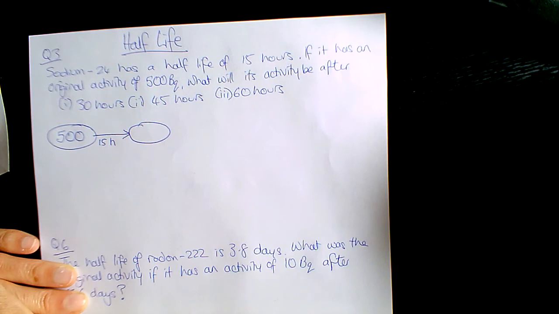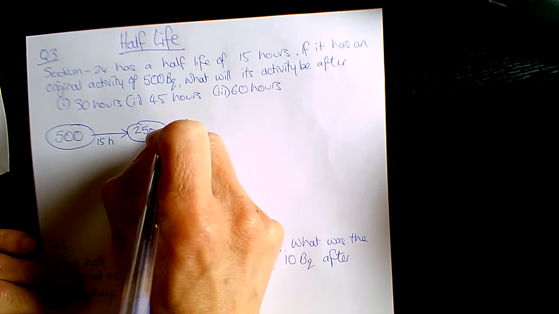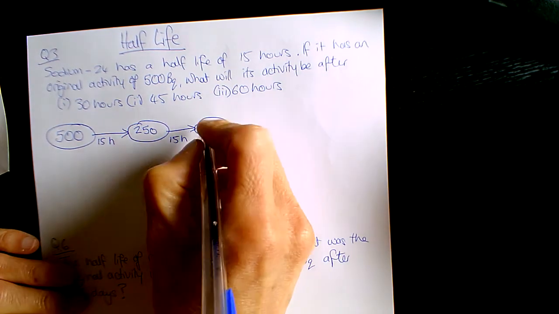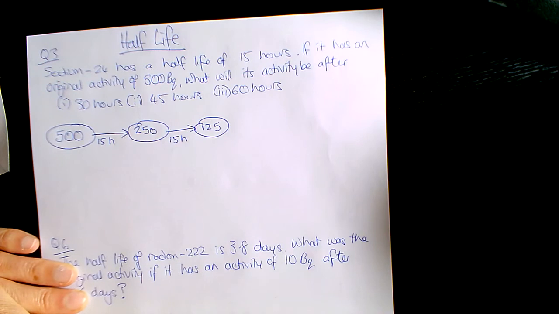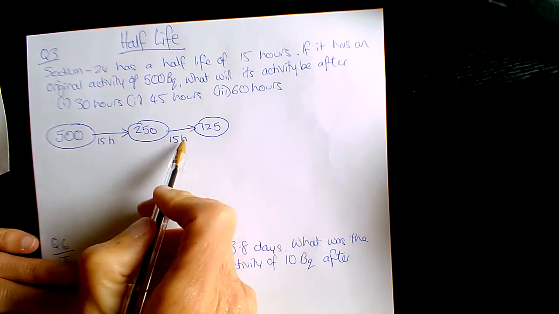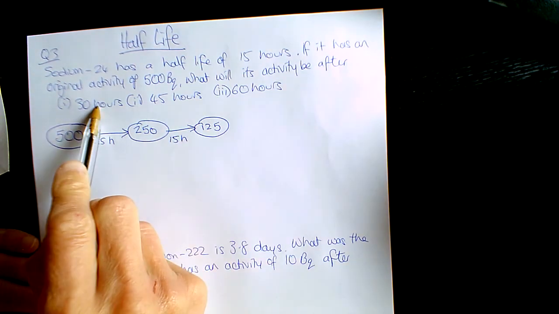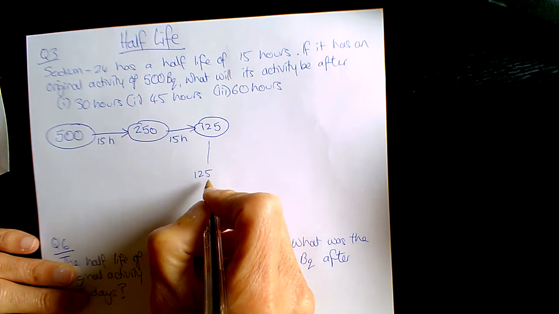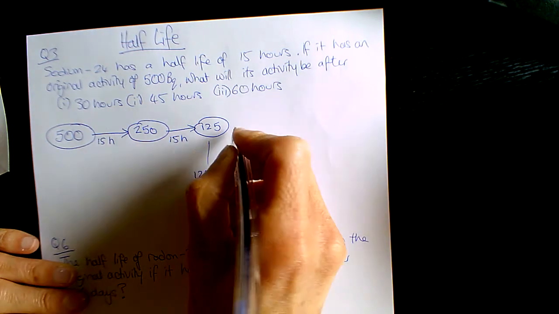So after 15 hours, the activity's fallen by half. So after 15 hours, it's going to be 250 becquerels. After another half-life, it's going to be half of that again, so it's going to be 125 becquerels. So that's your answer to the first question, 30 hours. It's going to be 125 becquerels after 30 hours.